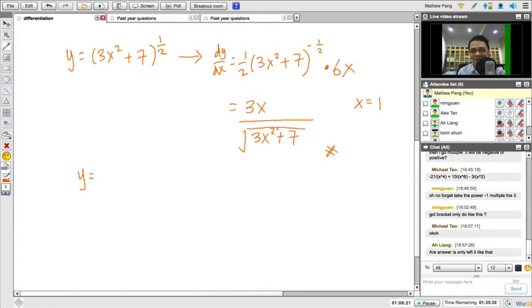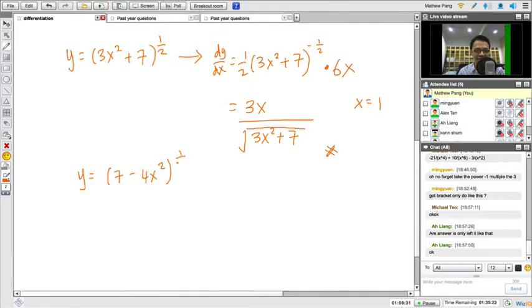Okay, so please take a piece of paper and try to do this. Maybe I give you (7 minus 4x squared) to the power of half. Alright, try to differentiate this one. I give you one minute to try to differentiate this. Make sure you understand what is happening right now. Very simple. Move the power in front, minus 1, then differentiate inside one more time, and then solve it. Try to do it right now.